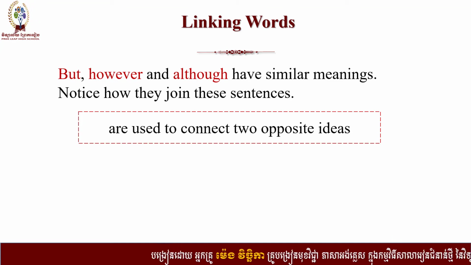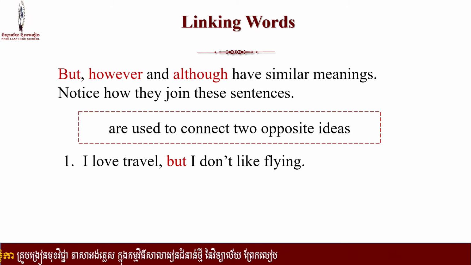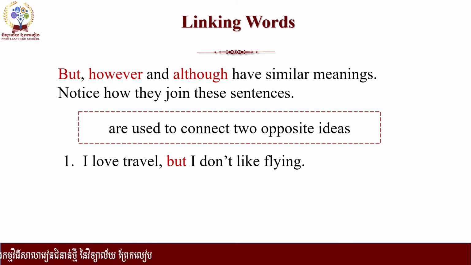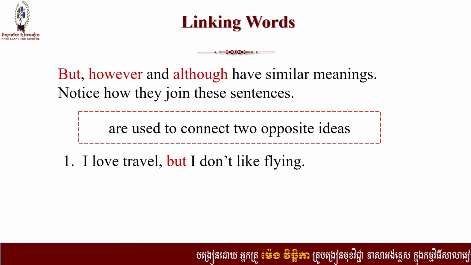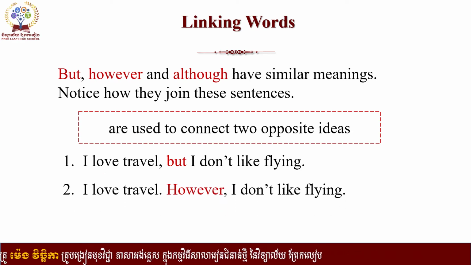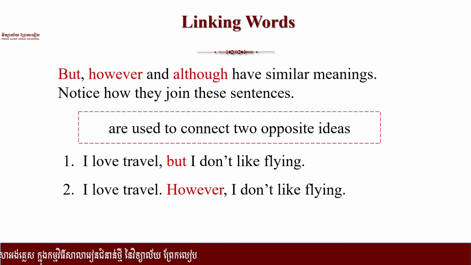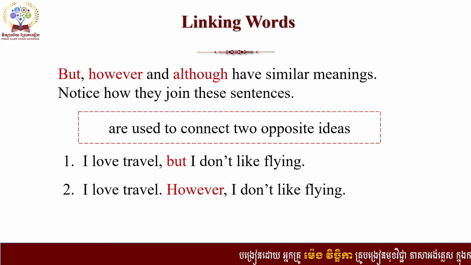So now let's take a look at the sentences where we use these words. Number one, I love travel, but I don't like flying. By seeing this, you can see that there are two opposite ideas, right? The first one is I love travel, and the second one, I don't like flying. If you want to connect these two, we use the linking word but. How about however? The same thing applies to the word however. We use however in the same position as the word but. I love travel, however, I don't like flying. So these two words are used in the same position in sentences.